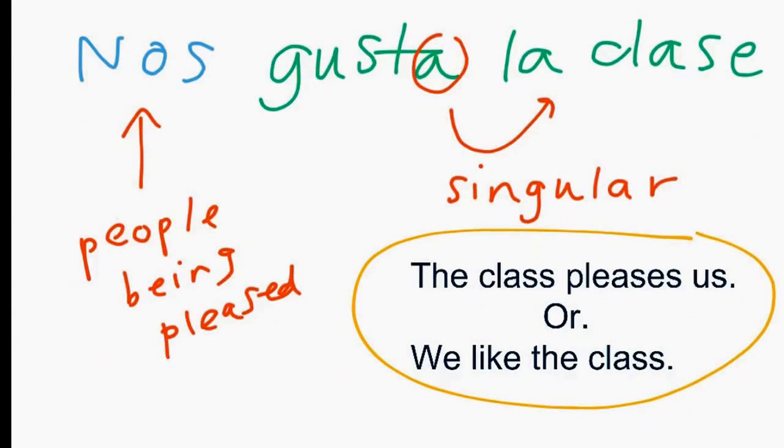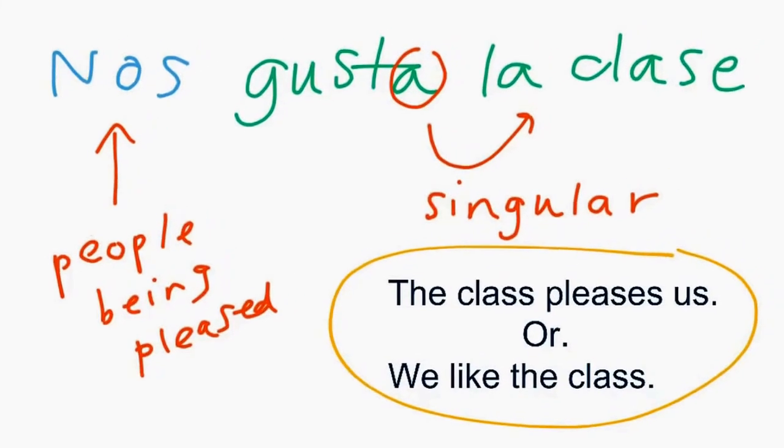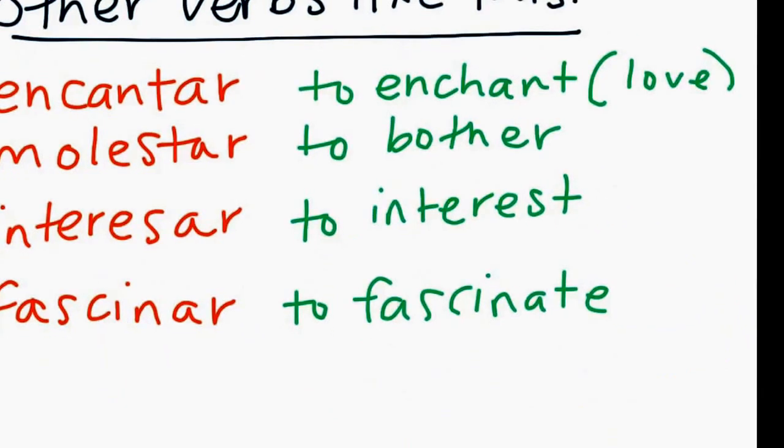Here's another example. I've circled the A in gusta to show that it's referring to the singular thing, which is la clase. That's a single thing. Okay, so we know that it can't be gustan or anything else. It's just gusta. The class is pleasing. And then to whom it is pleasing? It is pleasing to us, nos. So we say the class pleases us, or we like the class. Okay, so those are two examples of how this might be used, using it appropriately.